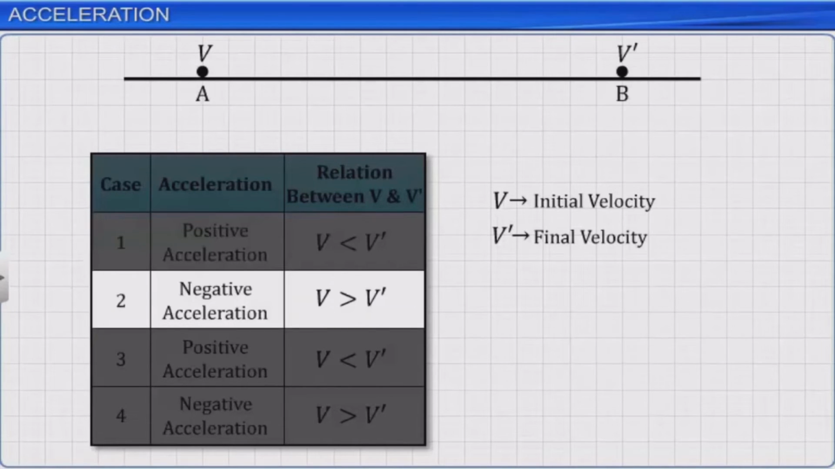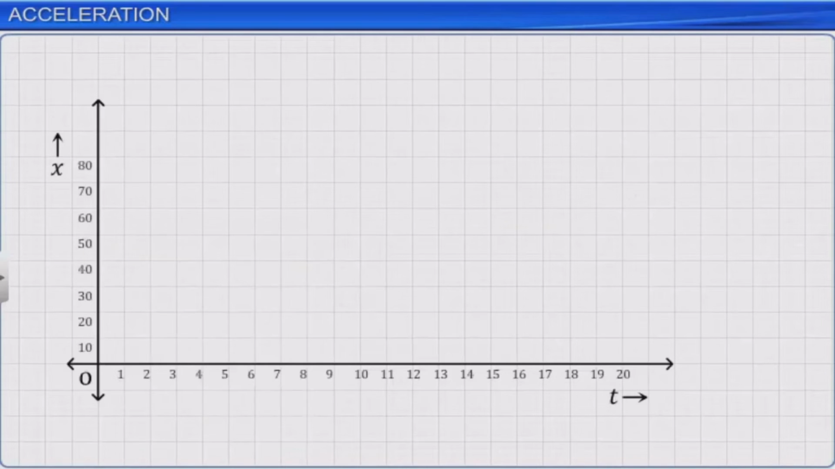Let us see what the x-t graphs for positive, negative and zero acceleration look like. The x-t graph for motion with positive acceleration curves upward. For negative acceleration, it curves downward. For zero acceleration, it is an inclined line.